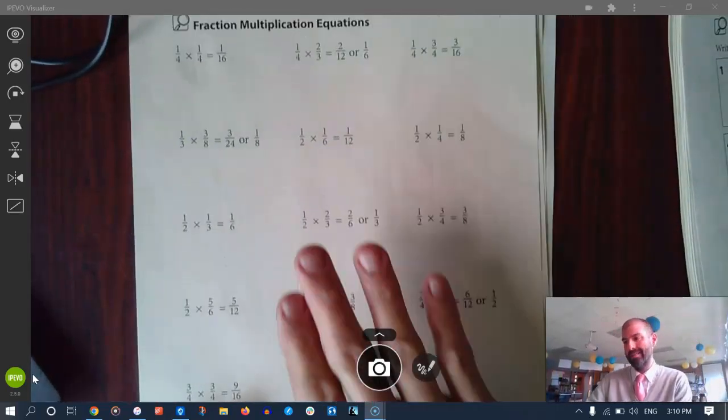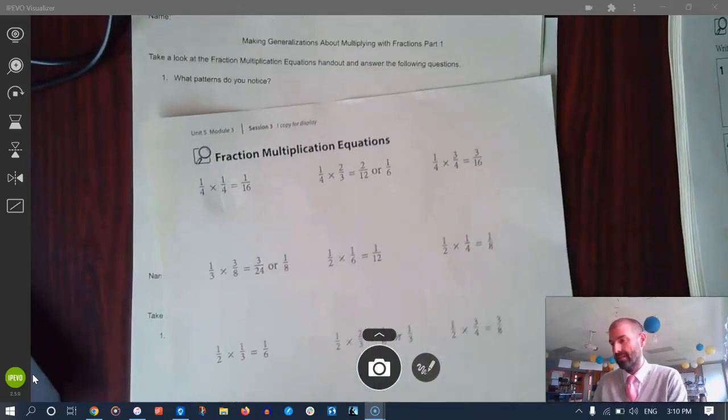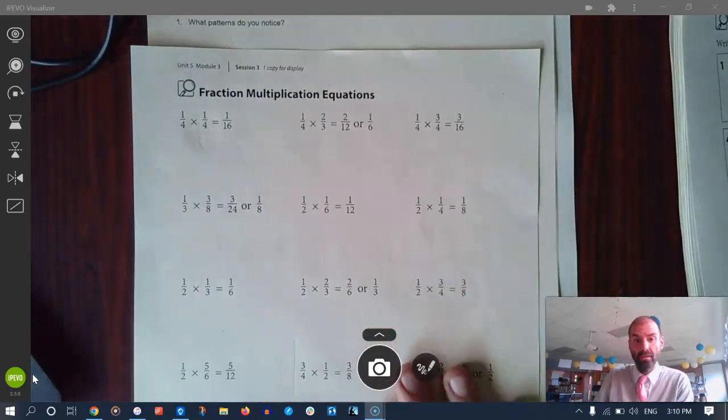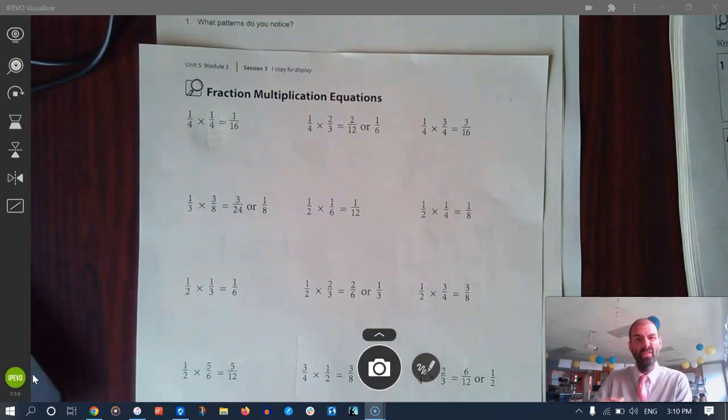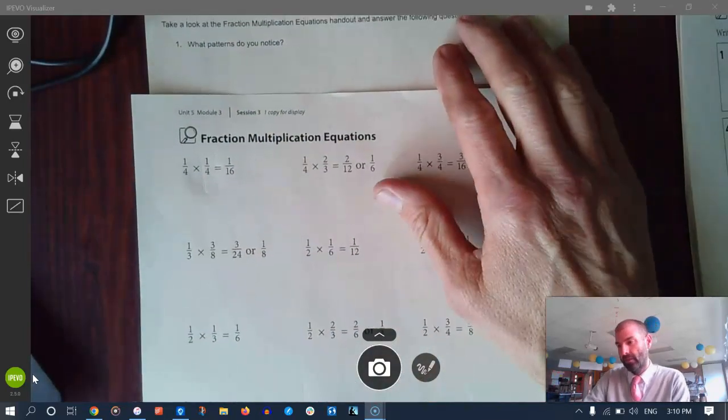Okay, so your job is to study these, and be kind of a mathematician, a scientist. And number 1, do you see any patterns? Do you notice anything that repeats? Do you see anything that you would consider a pattern? And if so, write down one.